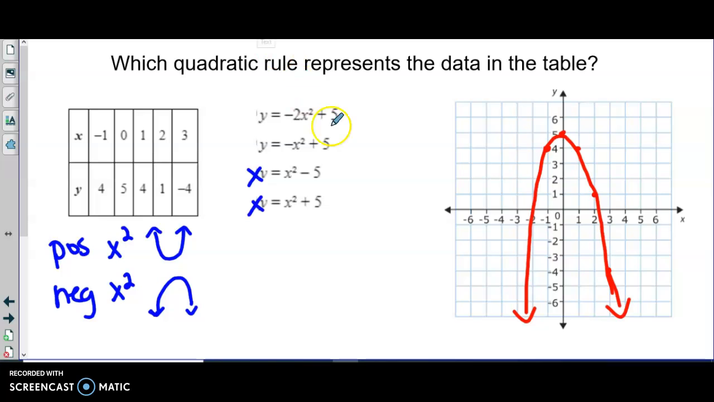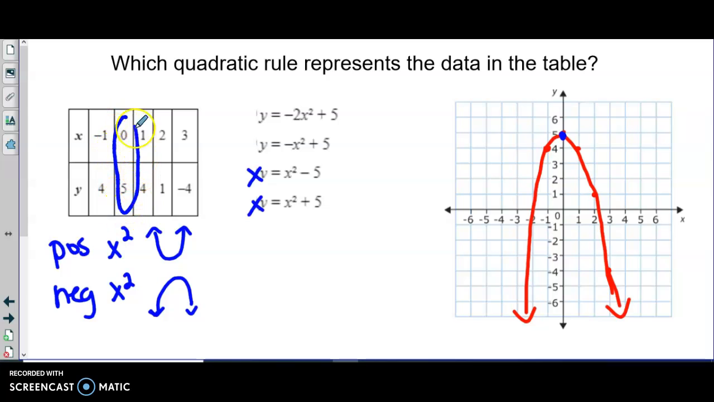And then from here, we kind of narrowed it down. We can also see it crosses the y-axis at 5, so the y-intercept is 5, but both of these have a y-intercept of 5, so that doesn't really help us narrow it down. So probably what I would do, you could either pick a point and plug it in to see which one it works for, or you could use Desmos.